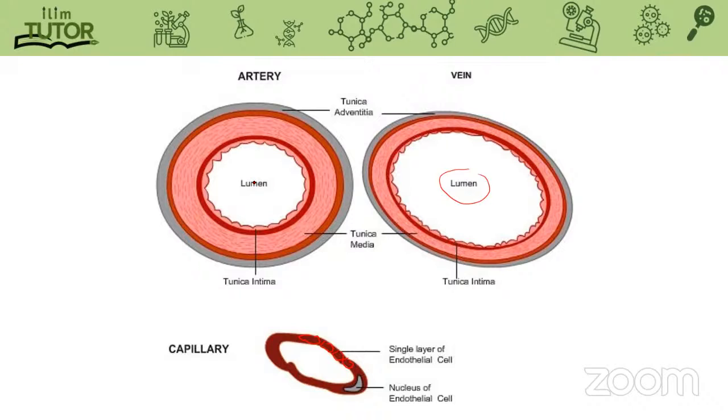You can see the different layers common to the two blood vessels, that is the arteries and the veins, what we refer to as the tunica adventitia, the tunica media, as well as the tunica intima, or what you all know as endothelium.